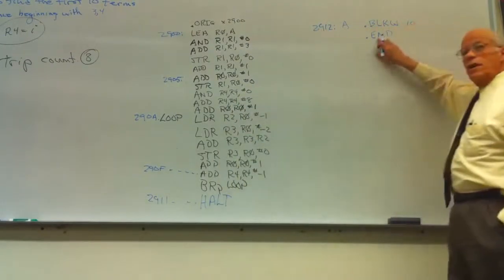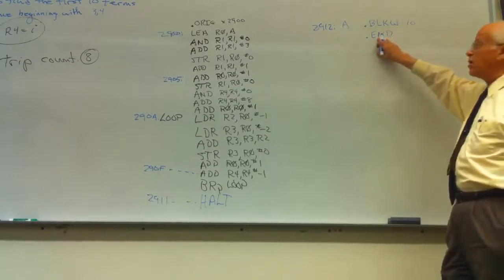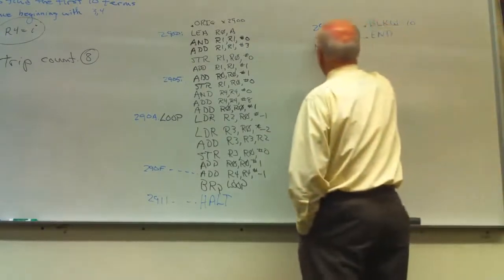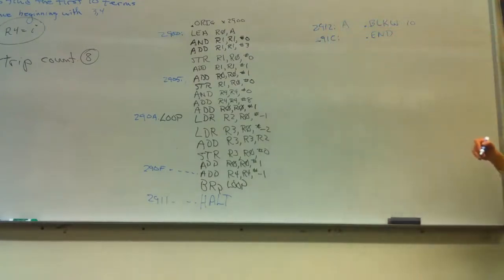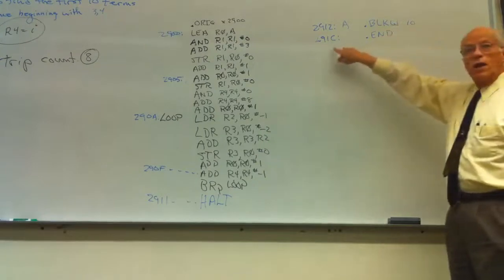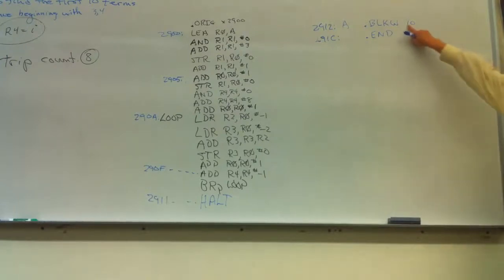Now, this one doesn't actually occupy a memory location, but if it did, it would be at 291C. That's what the block word does. That's the point. It jumps this thing up quite a little bit. It jumps it by 10 locations, by whatever you put out here. Okay?